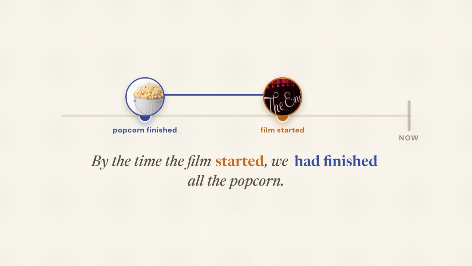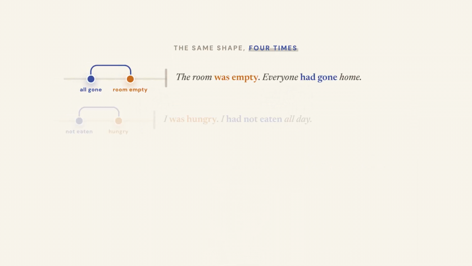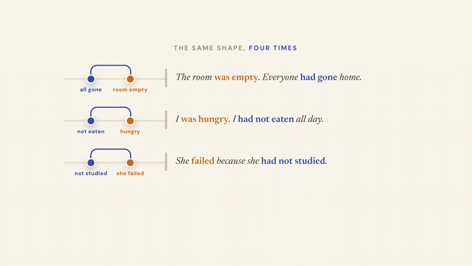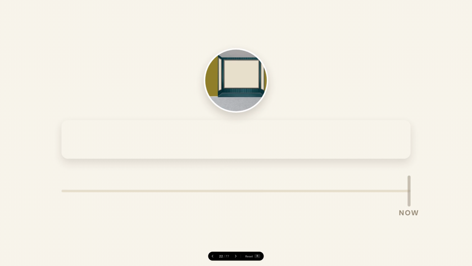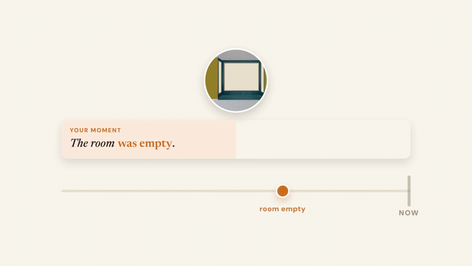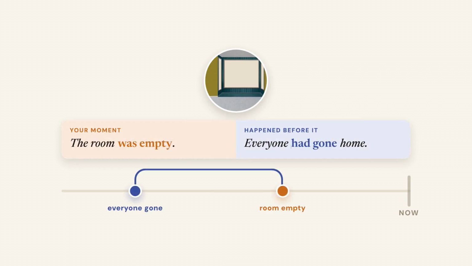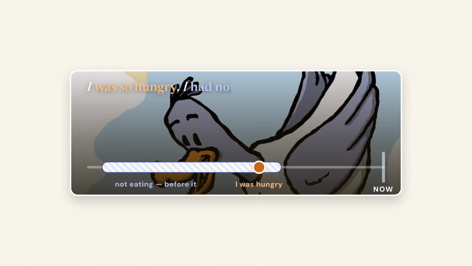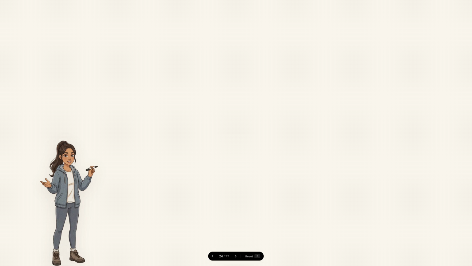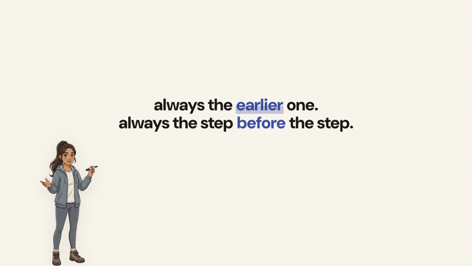Do you hear the shape? In every one of those, there is a moment in the past, and then there is something that happened even earlier. The room was empty. That is your moment. Everyone going home happened before it. I was hungry. That is your moment. Not eating happened before it. The past perfect is always the earlier one, always the step before the step.